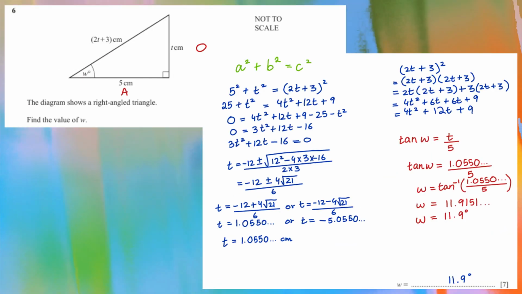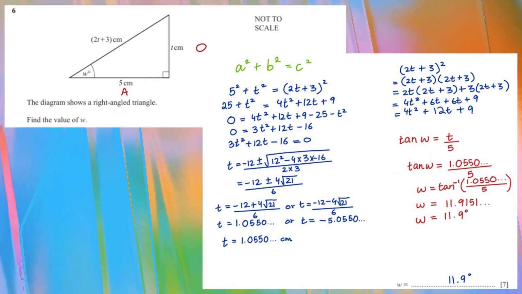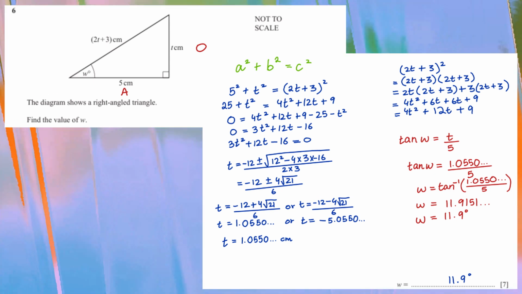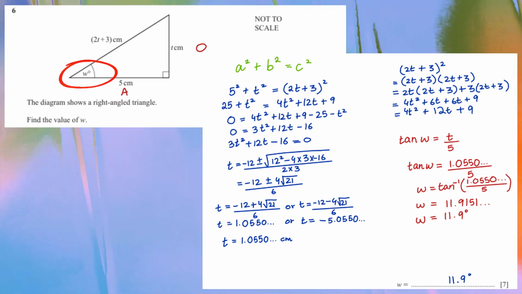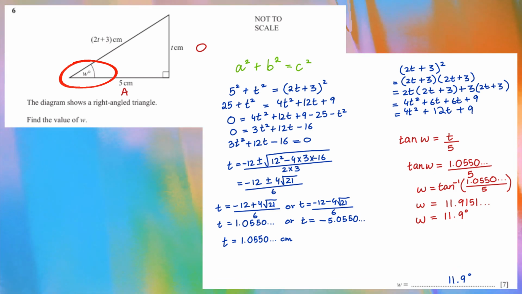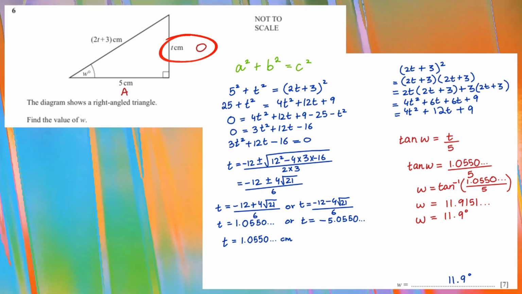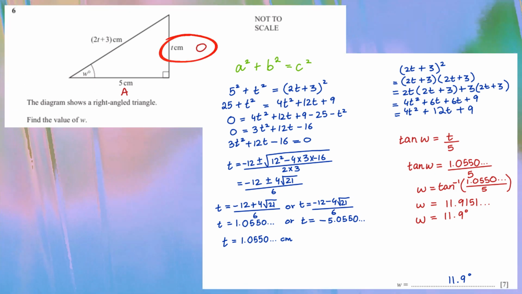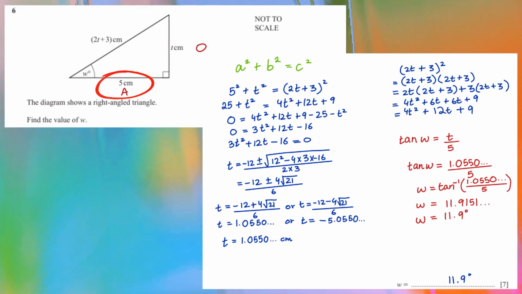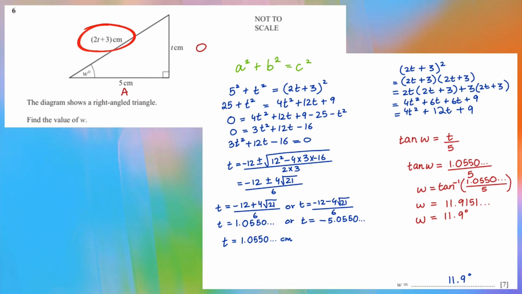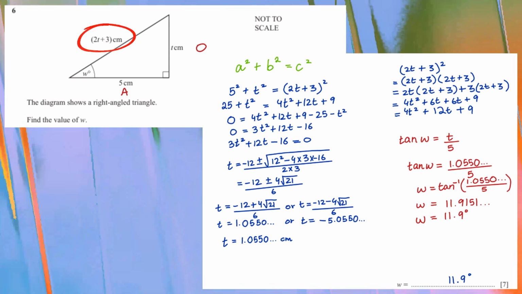Here's question 6. It says the diagram shows a right-angled triangle. Find the value of W. As you can see, this is the angle, W degrees, on the right-angled triangle. This is the side opposite to W degrees, which is t centimeters. This is the side adjacent to W degrees, which is 5 centimeters. And lastly, this is the hypotenuse, which is 2t plus 3 centimeters.